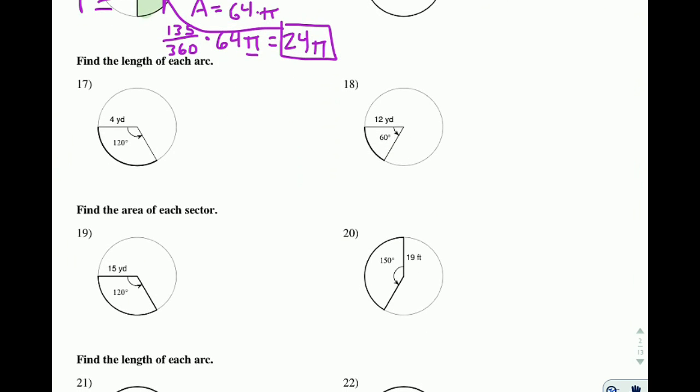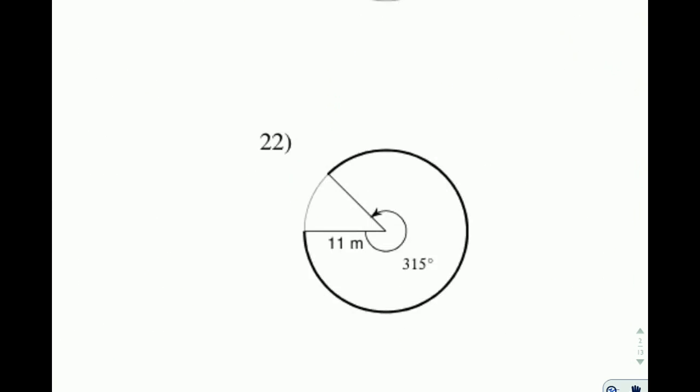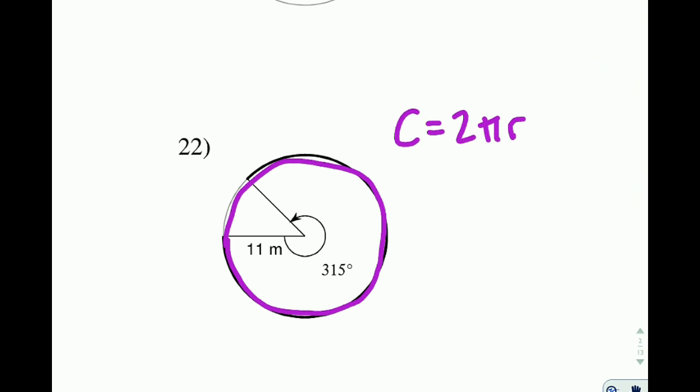Next one we're going to do is number 22. We are finding the length of the arc here. So whenever we're finding a distance around the outside of the circle, we want to start with the circumference. We're going to find the entire pathway around the circle, and that is equal to 2 pi r. I'm using 2 pi r instead of pi d because I'm given the radius of 11. So my circumference equals 2 times pi times 11, and I know that 2 times 11 is 22. So 22 pi, leaving the pi symbol.